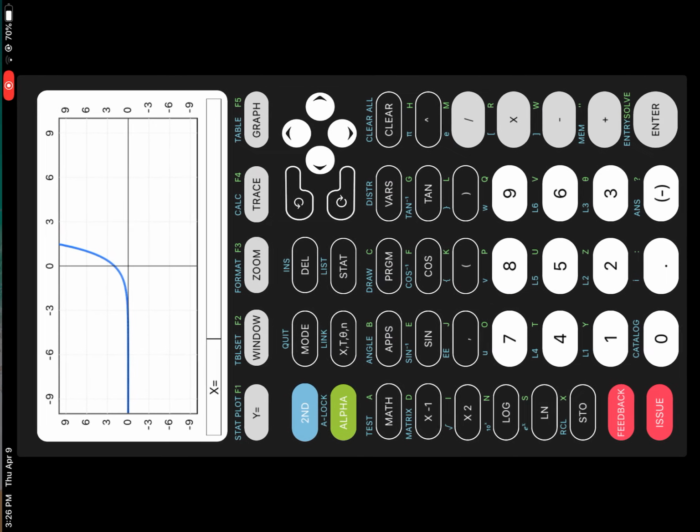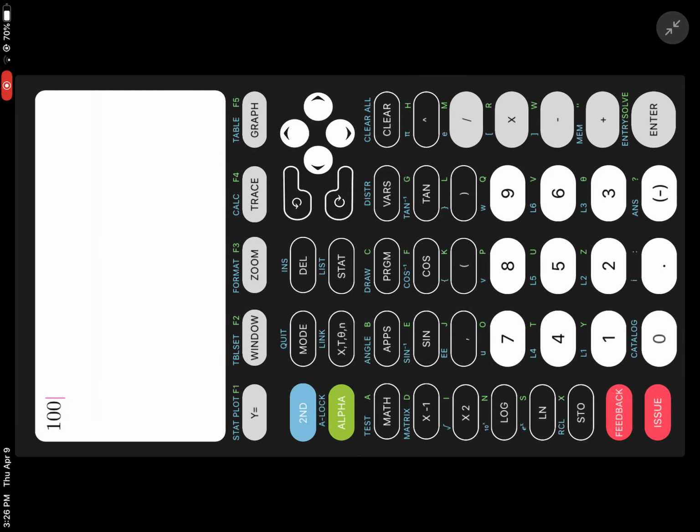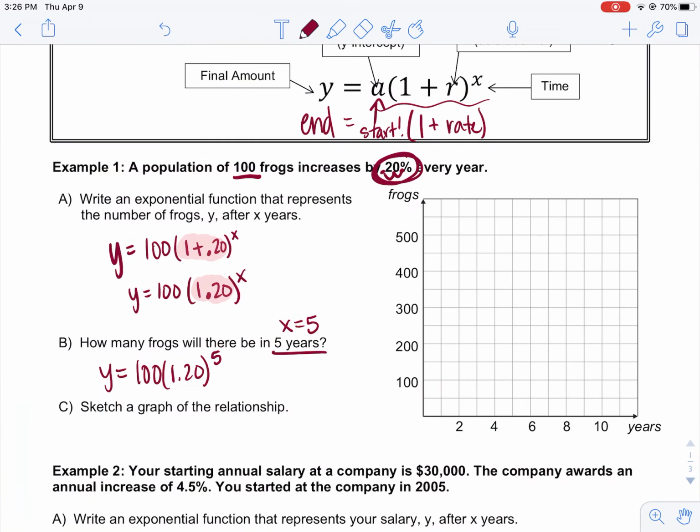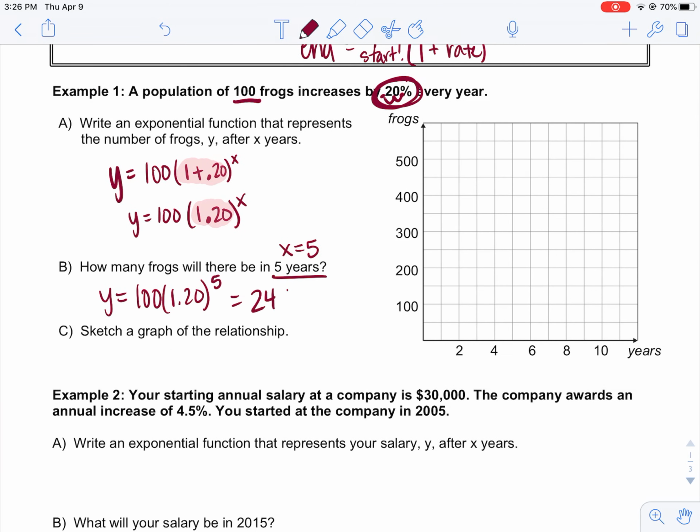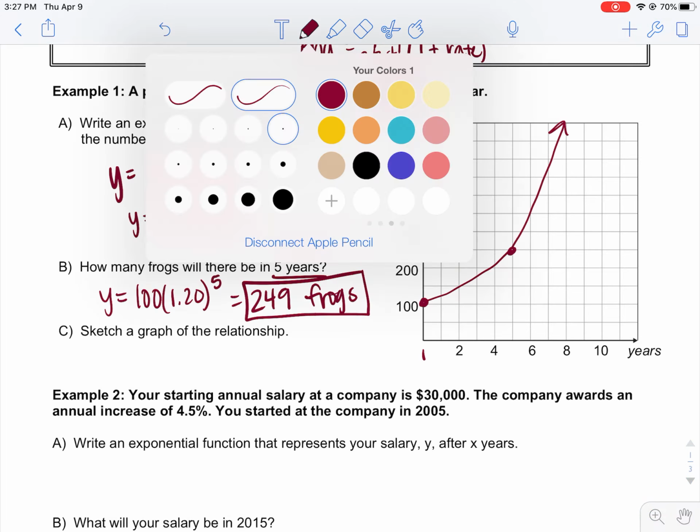So I'm going to plug this into my calculator. So 100 times 1.2 raised to the 5. So I get 248.832. Now we know that when we're talking population, so alive frogs, we can't have 0.832. So we're just going to go ahead and round that to 249 frogs. Okay, and then they want a quick sketch. This doesn't have to be anything fancy. We know in the first year that there are 100 frogs. At 5 years, there's about 250 frogs, and then we know that exponential functions will go up like that.